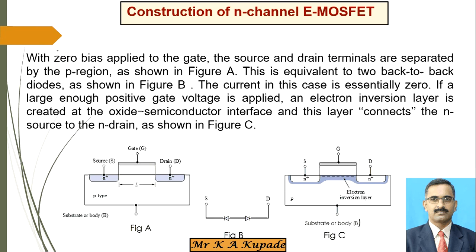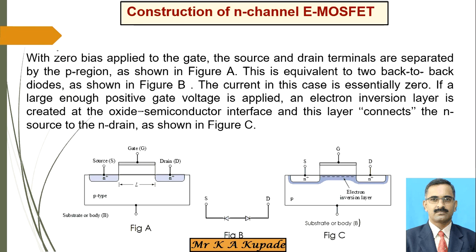And this is equivalent to back-to-back diodes. See here, back-to-back diodes are considered because it is PN again here, PN. So this is considered as the back-to-back diode in figure 2. The current in this case is essentially zero, obviously, because they are opposite to each other and not carrying any current, since the gate is applied with 0 voltage.